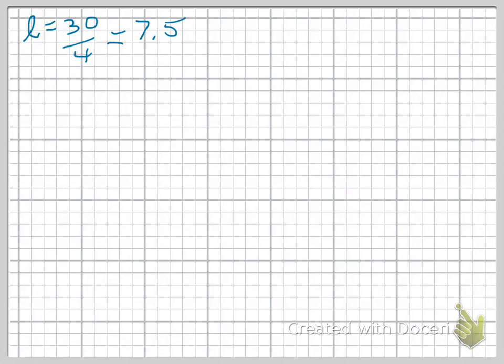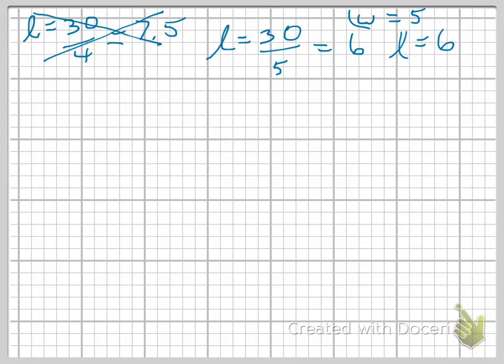I get 7.5. I don't want to draw 7.5 squares, so I'm not going to use this one right here. I'm going to use whole number one. So I'm going to go again, length equals, since we're always using the same area in this particular one, I'm going to divide it by, let's try W equal 5. And when I do that, I get a length equal to 6. So there's the one I want to draw.